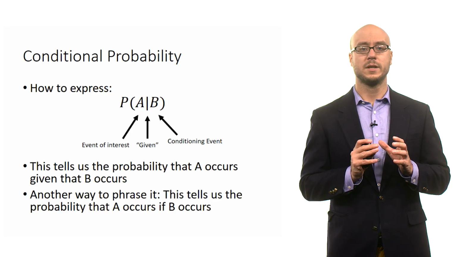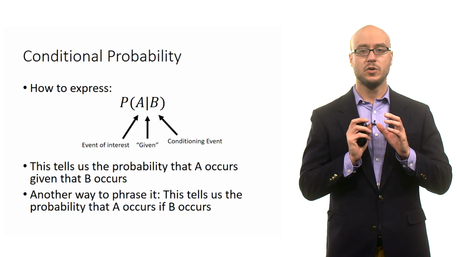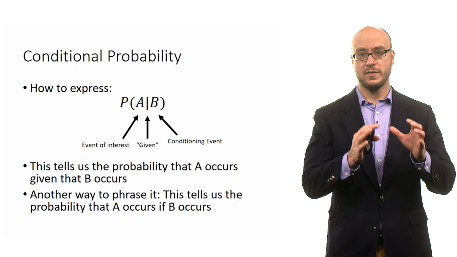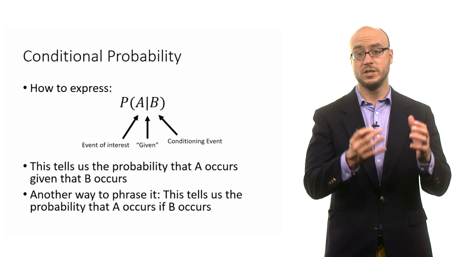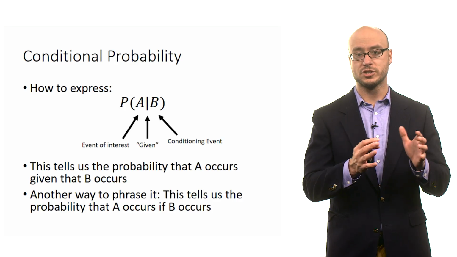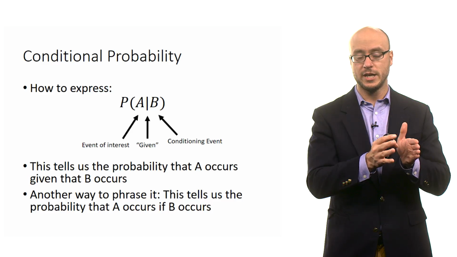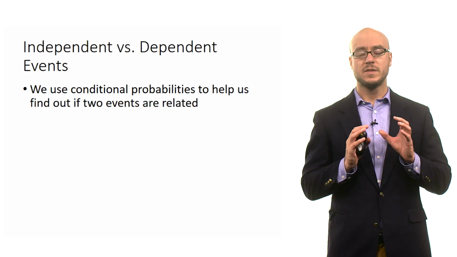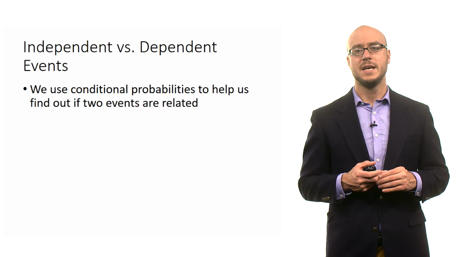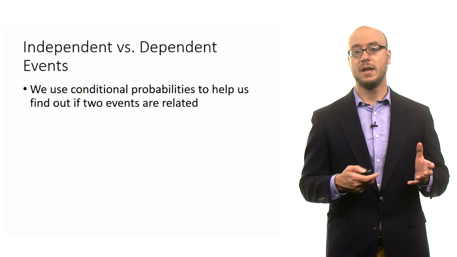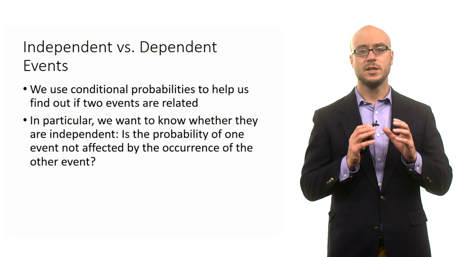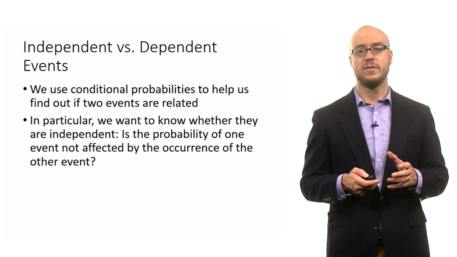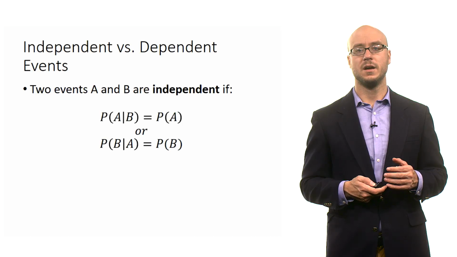One important point is that you can think of this kind of statement as subsetting to the realm of the space in which event B occurs. We're ignoring everything else, just looking at when B occurs. What's the probability of A occurring? This idea of conditional probabilities can help us understand if two events, A and B, are related. Is the probability of one event affected by the occurrence of another event?